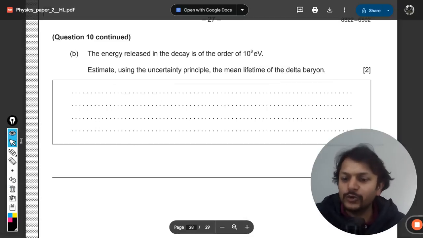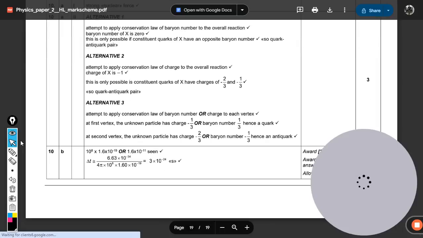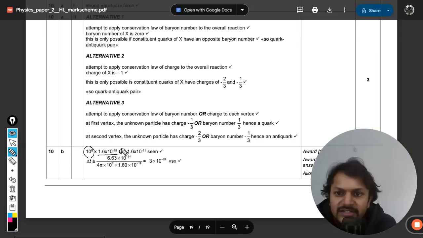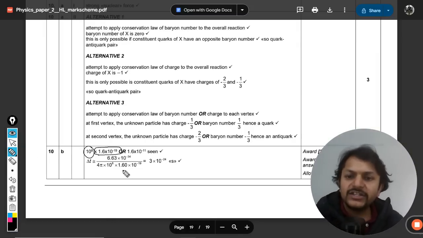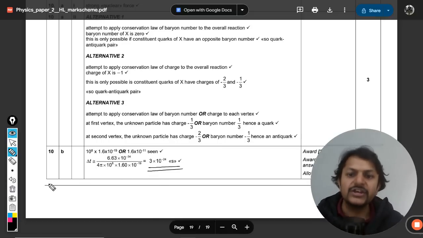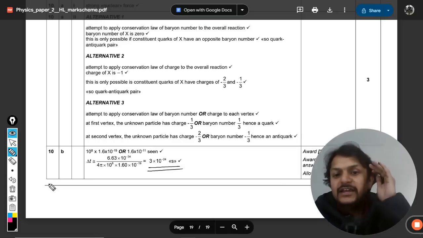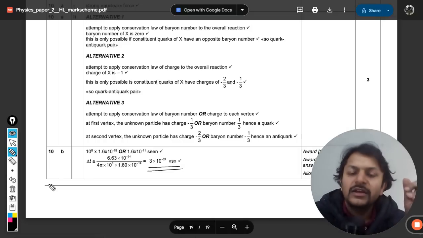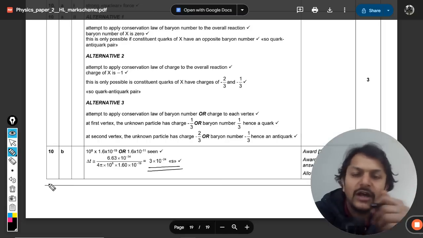Let us see what they are doing in the mark scheme. I believe this is going to be the last question. Yes. So 10 raised to power 8, this is converted into joule, and it is equated with h by 4 pi, and there it is. You have the answer in seconds. So exactly this is what we have done when I was giving you the explanation. So this is how we do this.